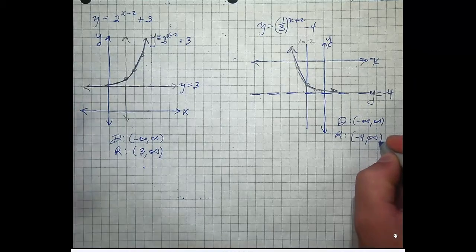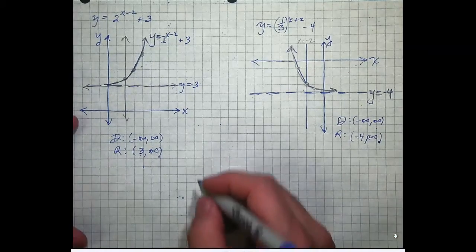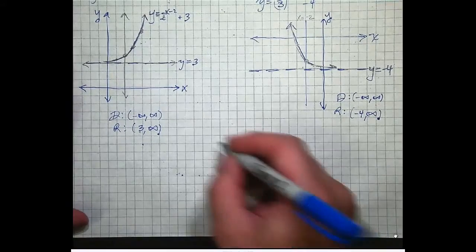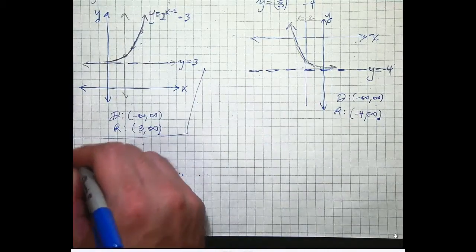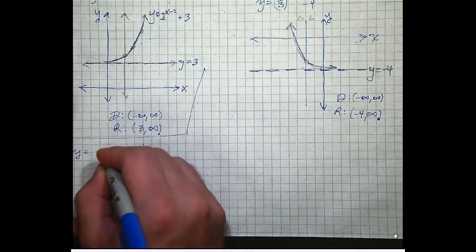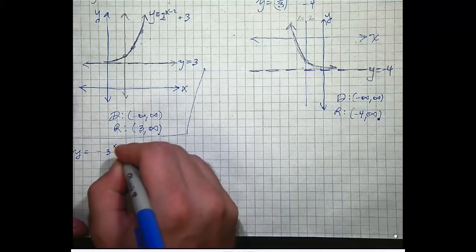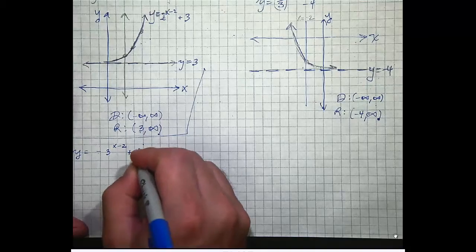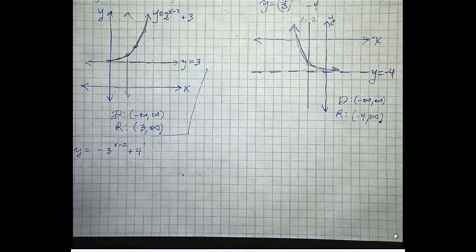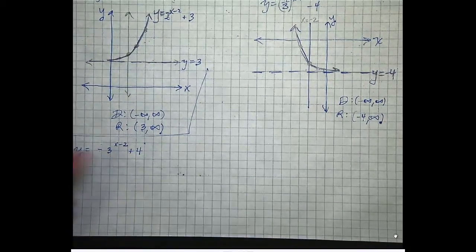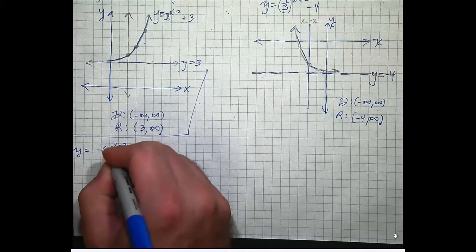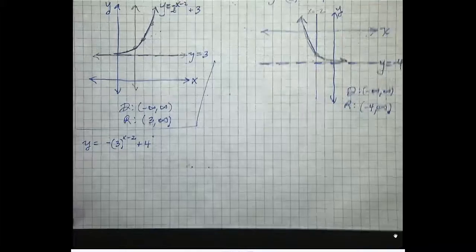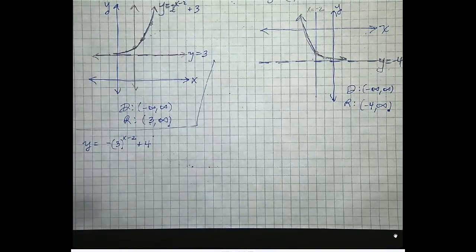Well, now I'm going to do one that has a vertical reflection. So let me go like this. Y equals negative 3 to the x minus 2 plus 4. And please keep in mind that that negative is not part of the base. The exponent applies only to what precedes it. So really, you can put some parentheses around that if it helps you. What this negative does is flips it upside down.